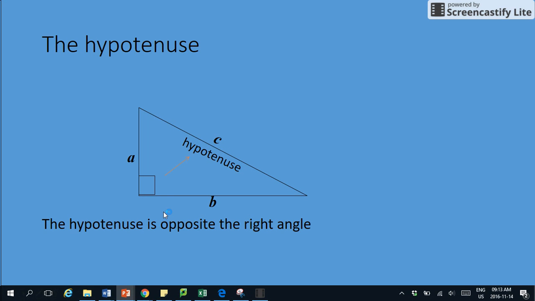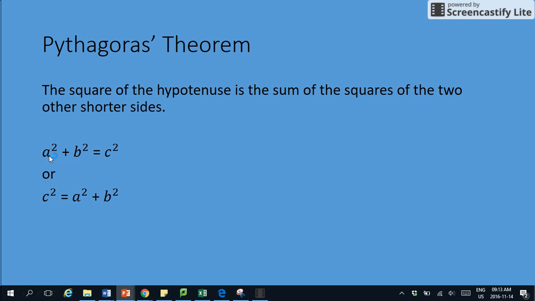So each number, when you get them, you will then square it. You'll square whatever A is, you'll square whatever B is, and together that will give you what your answer is for C squared. Okay, so don't be too perturbed by it. We're going to go through this step by step.